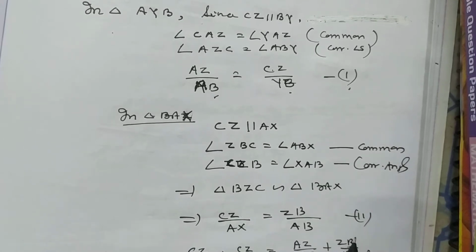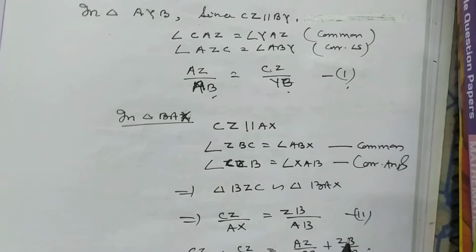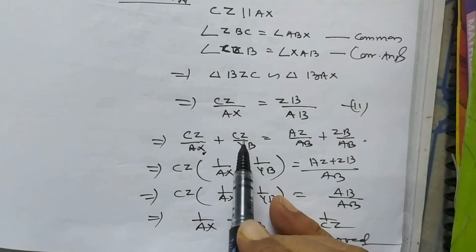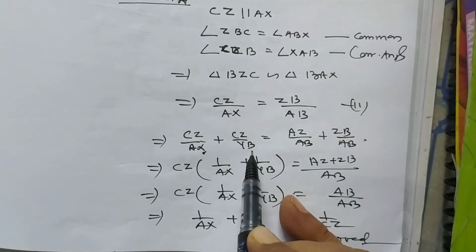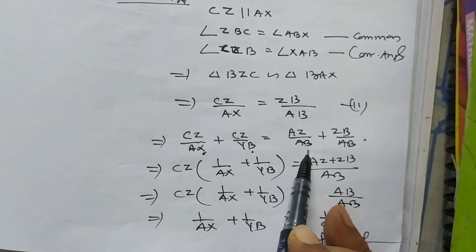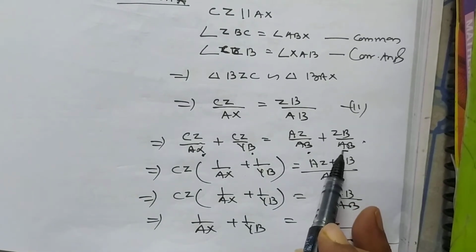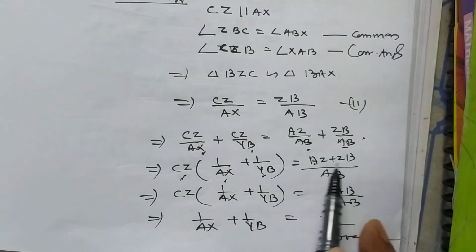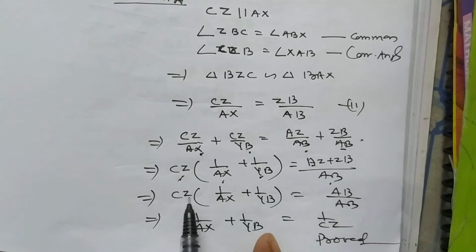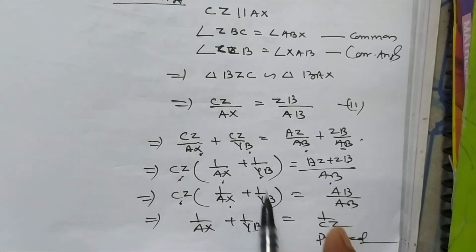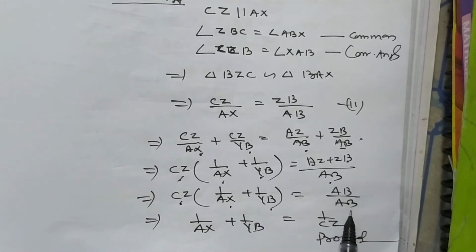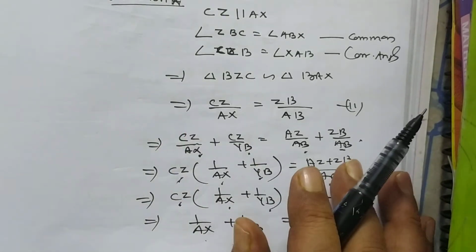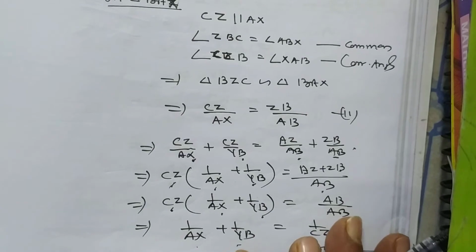So now from first and second, CZ by AX plus CZ by YB is equal to AZ by AB plus ZB by AB. So now taking CZ common, we have CZ times (1 by AX plus 1 by YB) is equal to (AZ plus ZB) by AB, and AB by AB is 1. This implies CZ (1 by AX plus 1 by YB) is equal to 1. So 1 by AX plus 1 by YB is equal to 1 by CZ. This problem is very, very important for the purpose of CBSE examination.